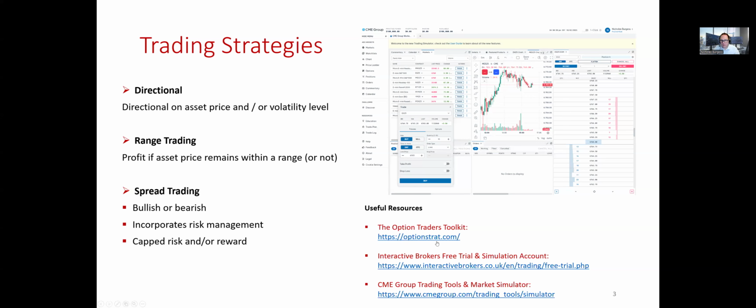The other thing that's really useful is that Interactive Brokers have a free trial and simulation account. It doesn't cost you anything. Maybe a little bit tricky to set up, but it's a very excellent tool, which is available here. The other thing, which is much easier to set up, is the CME trading tools on Market Simulator. Less useful, but it gives you really good intuition on how to trade options and futures markets. You can see the links are here. Feel free to try these out.